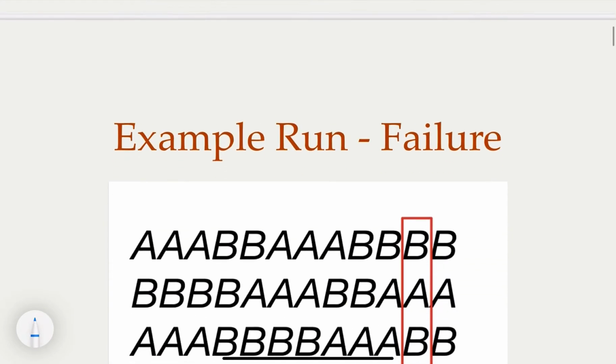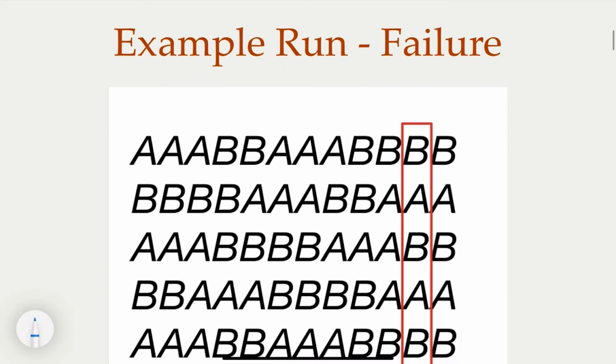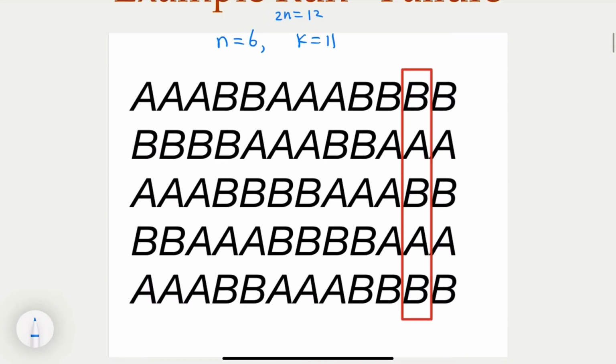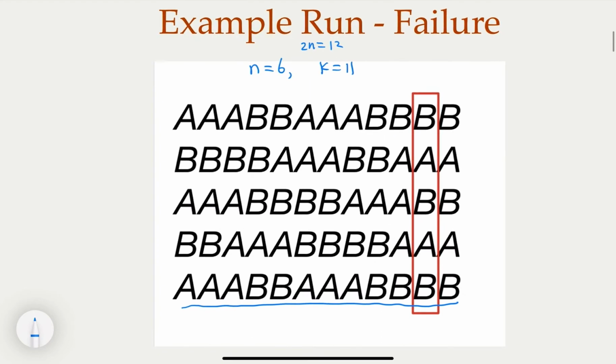Now this case is a failed run. In this case, n equals 6 and k equals 11. The total, 2n, is 12, so you have 12 coins, and the initial condition is here. We follow the rules, and notice that at the end you end up with the initial condition. In other words, you are looping here forever, so it will never terminate. So we would like to see what combinations of n and k, positive integers, allow us to terminate. So let's do that.